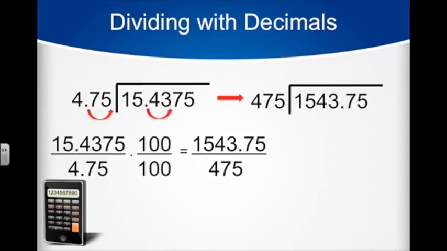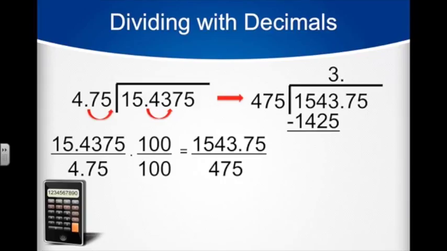Now that we understand that, let's go back to our original problem and do the division. First, we'll bring the decimal point up into our answer. Next, we need to see how many times 475 goes into 1,543, because 475 won't go into 1, 15, or 154. 475 goes into 1,543 3 times. Now we multiply the 3 by 475 to get 1,425, which we'll subtract from 1,543.